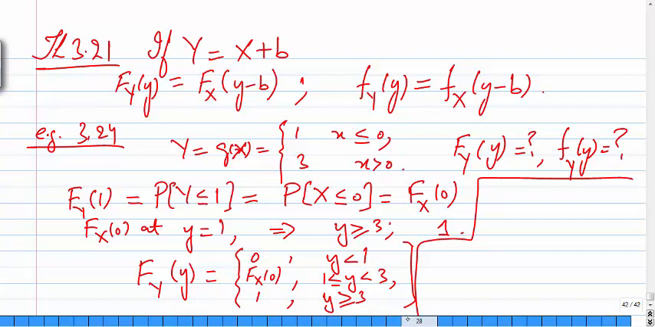Now let's write the PDF. For PDF, because there are two jumps, one is at Y equal to 1 and the other is at Y equal to 3. So there are two jumps at Y equal to 1 and Y equal to 3.